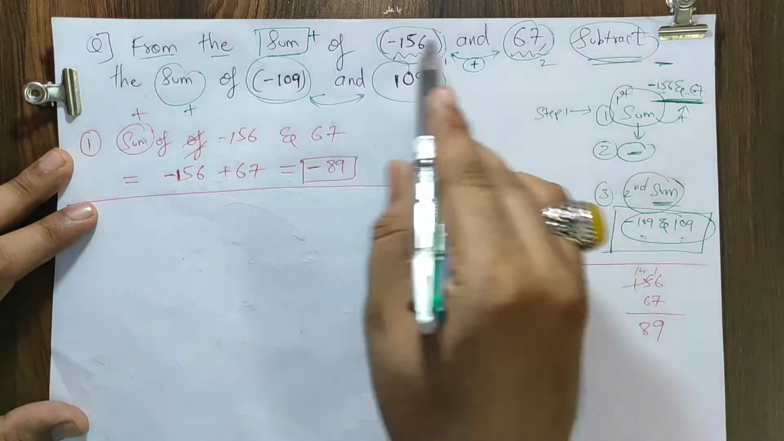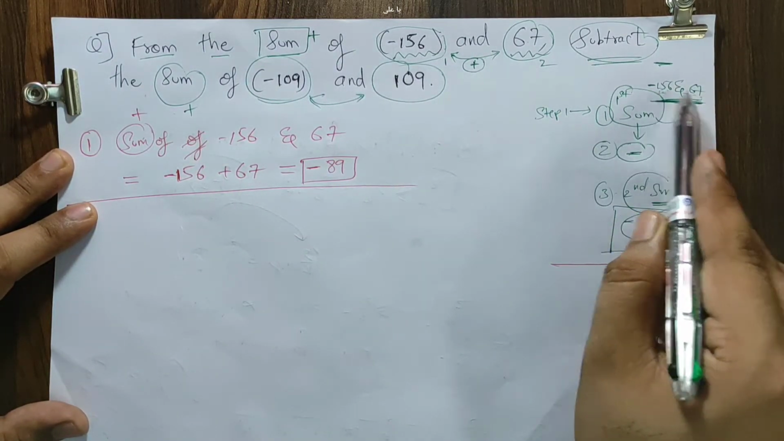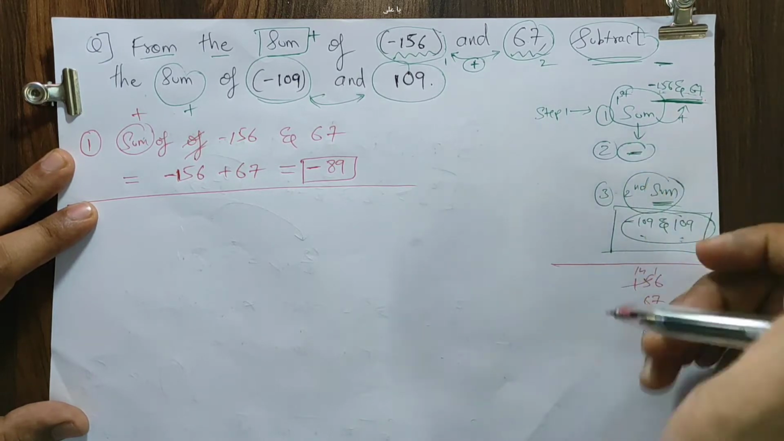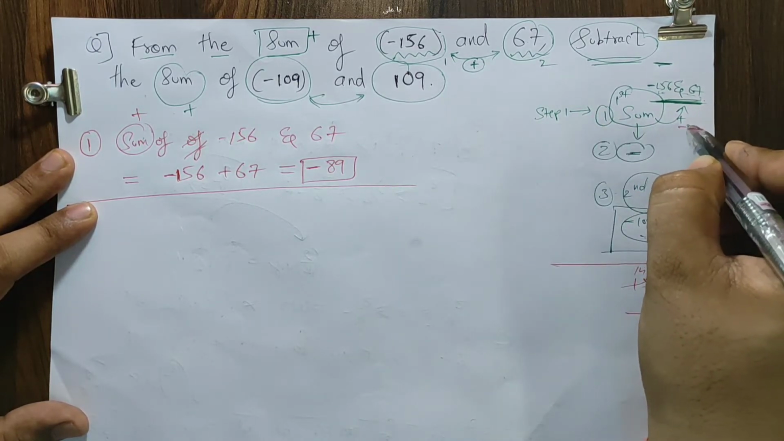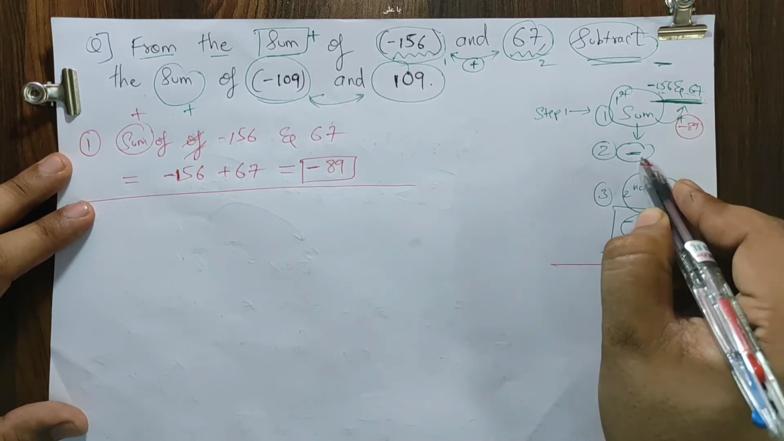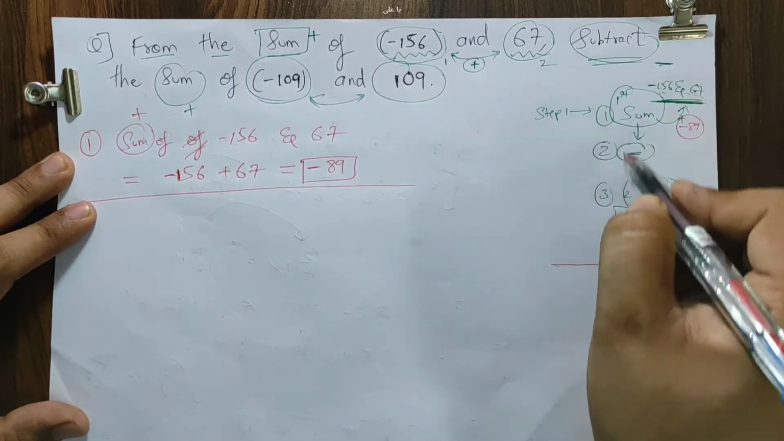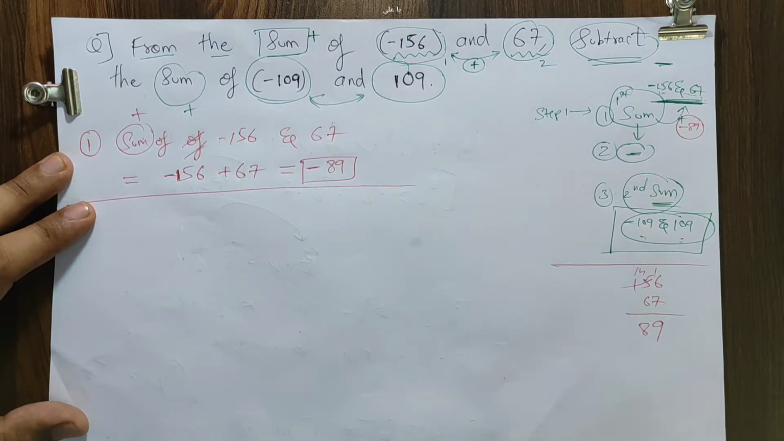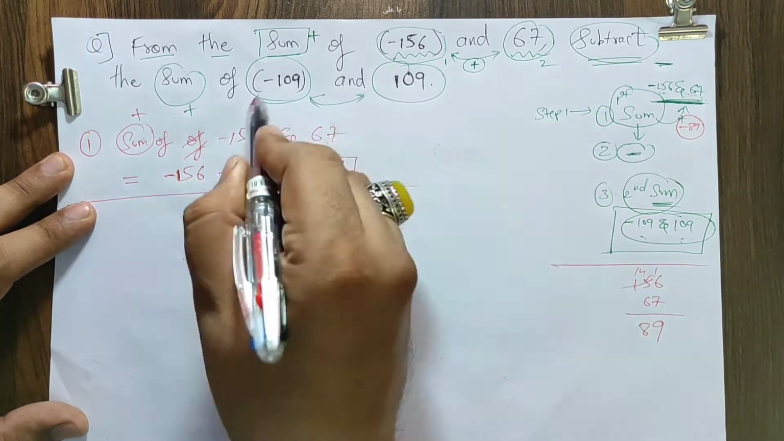Okay, this is the answer, the summation of these two numbers. From the sum of minus 156 and 67, the answer we obtained over here is minus 89, right? I need to subtract. In Hindi: ये minus 89 में से कुछ minus करना है, कुछ subtract करना है, ठीक है? क्या subtract करना है? Ask yourself. The sum of these two numbers.